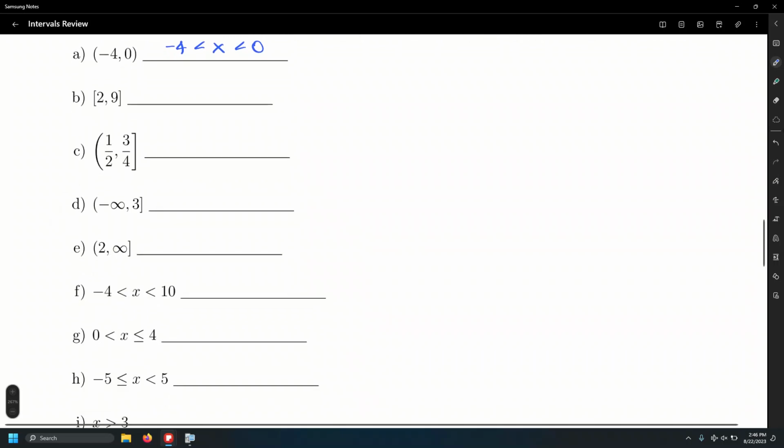Let me do one inequality, changing the inequality to interval. This one is usually really easy. All you have to do is get rid of the x and the inequality symbols. Just write down -4, comma, 10, and choose the correct inclusion or exclusion symbol. Because in this case we don't have the equal sign underneath the inequality symbol, would that correspond to bracket or parentheses? Parentheses, for both, right? That's all we do.